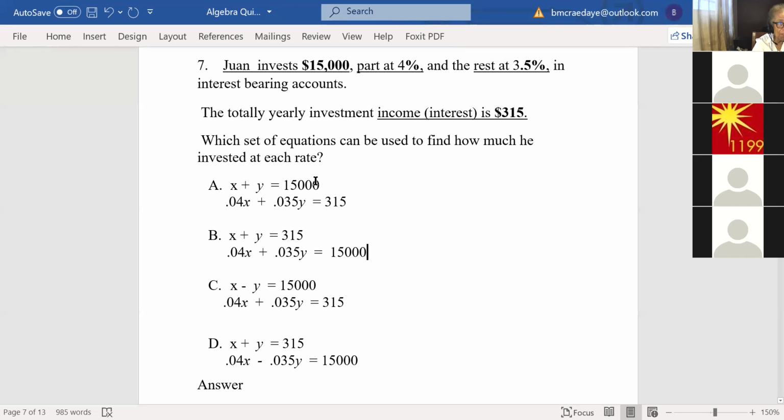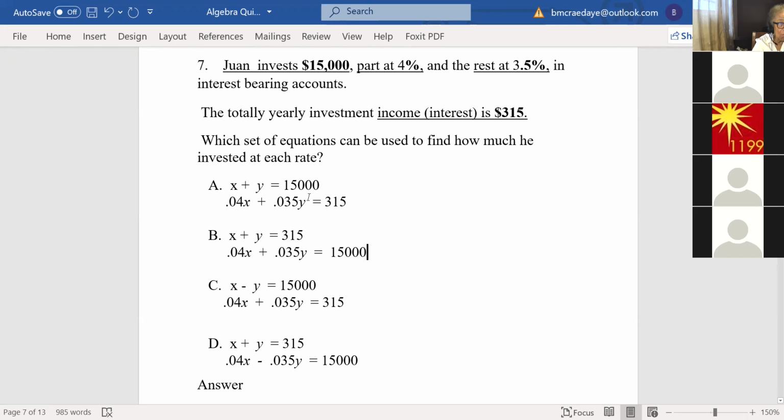He invested a total of 15,000, but part of it was invested at 4%, and the other part was invested at a 3.5% rate. You don't know what he invested. You'd have to solve these two equations to find how much he invested, which is not what they ask you, but if you wanted to find it, you'd have to solve these two equations.